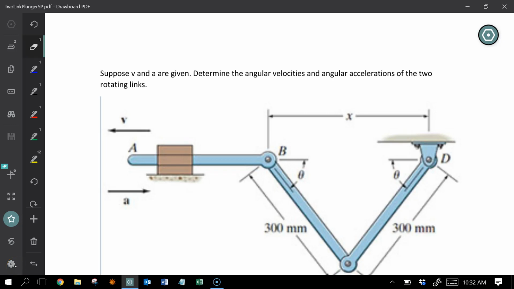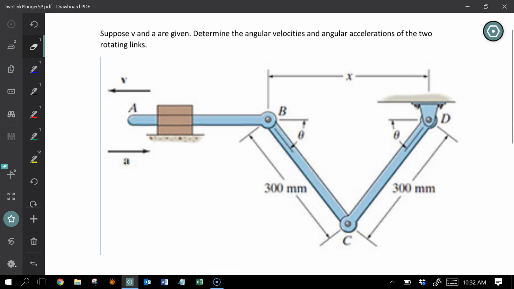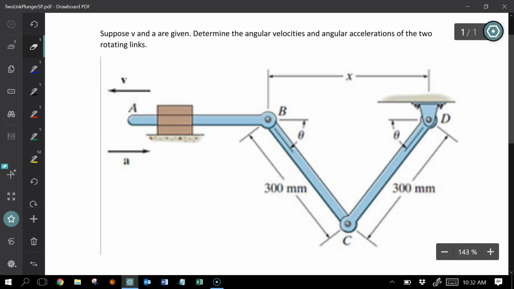Okay, this is a problem that was done in class, but I'm going to solve it now using special points. The first thing that you want to do for special points is to identify the number of rotating bodies. In this particular case, there are two rotating bodies.